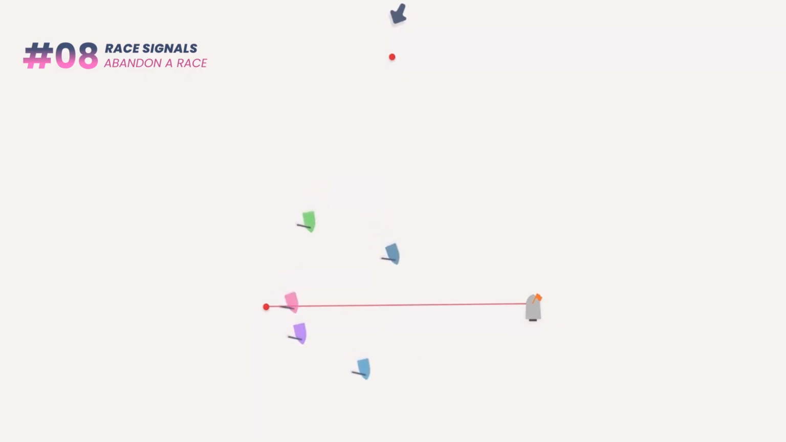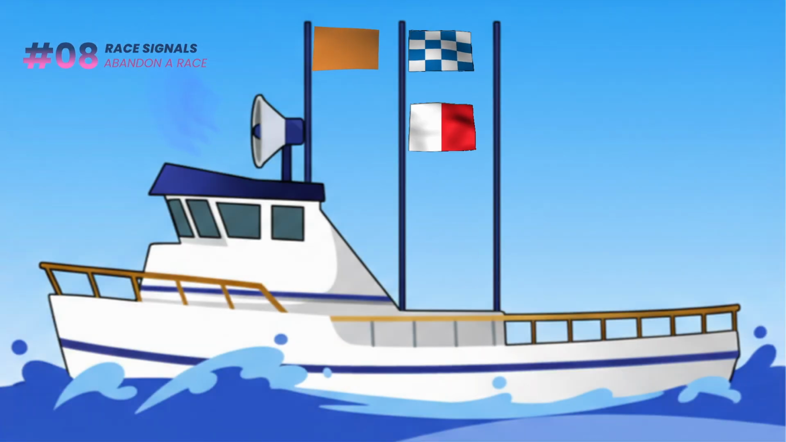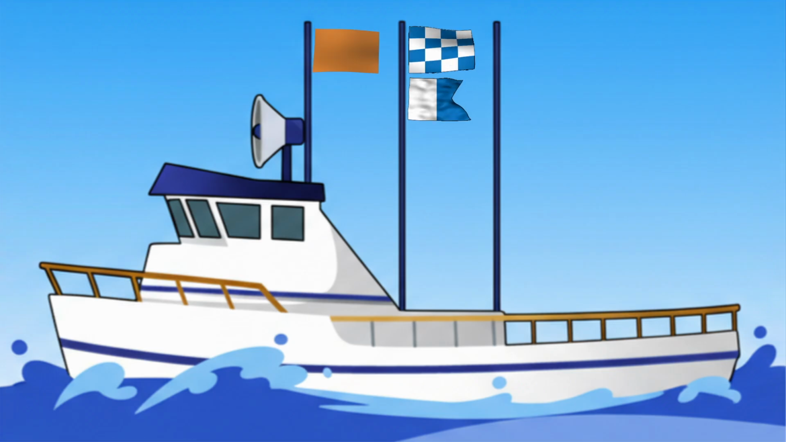By displaying the H flag below the N flag, the race committee indicates that the next signal will be made ashore, while by displaying the A flag below the N flag, they announce that there will be no more racing that day.